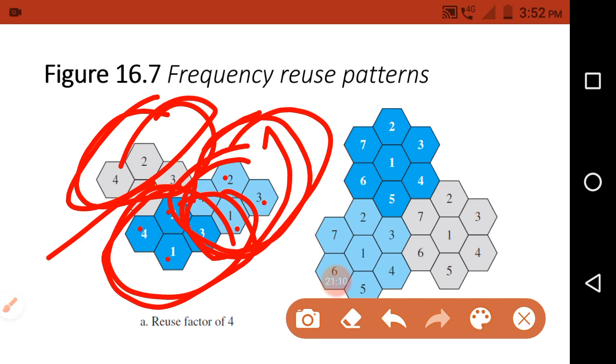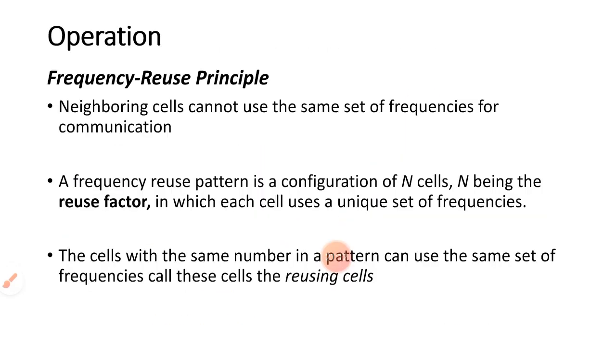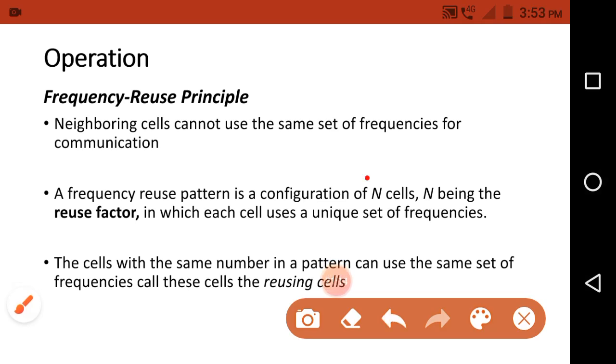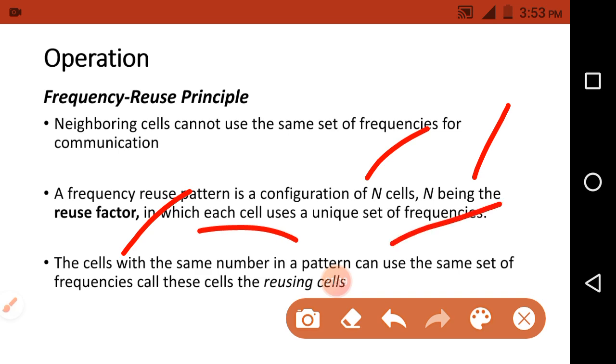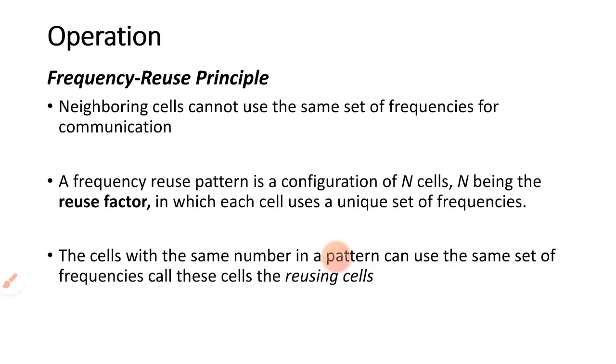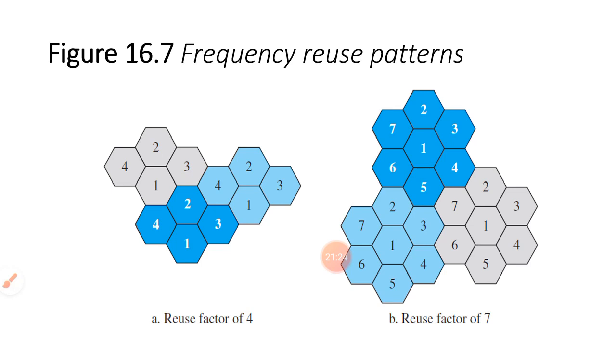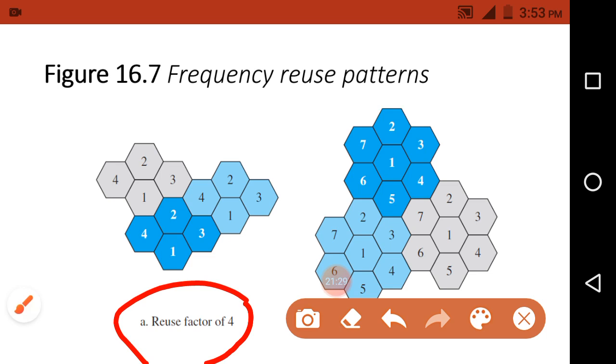So here is what they have told. The frequency reuse pattern uses a configuration of n cells, n being the reuse factor, in which each cell uses a unique set of frequencies. Whatever group we have made here, we have made a group of 4 cells, so we call it a reuse factor of 4. We have created a cluster of 4 cells, and each cell present in that group contains a unique set of frequencies.